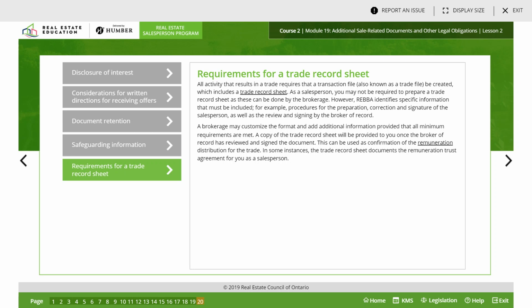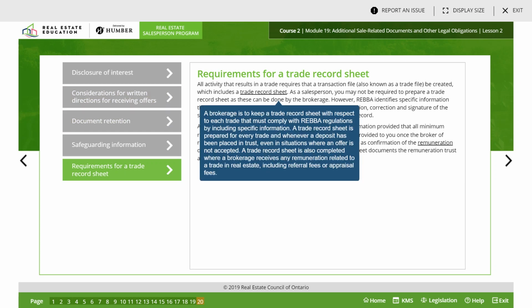For example, procedures for the preparation, correction, and signature of the salesperson, as well as the review and signing by the broker of record. A brokerage may customize the format and add additional information provided that all minimum requirements are met. A copy of the trade record sheet will be provided to you once the broker of record has reviewed and signed the document. This can be used as confirmation of the remuneration distribution for the trade. In some instances, the trade record sheet documents the remuneration trust agreement for you as a salesperson.